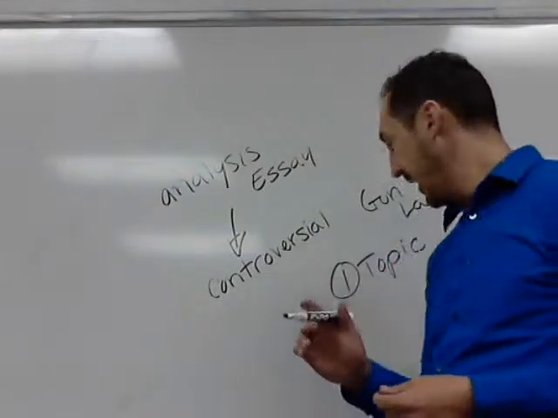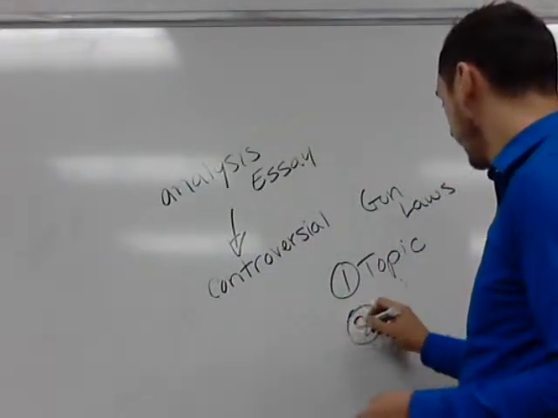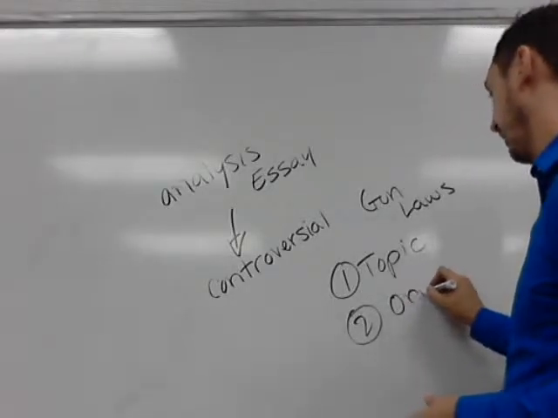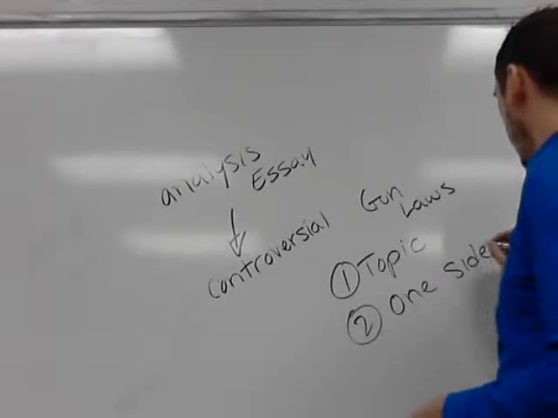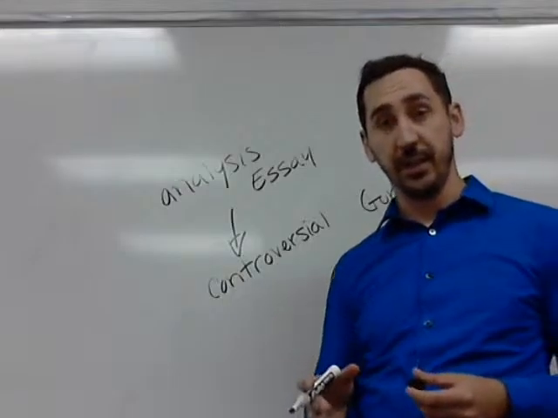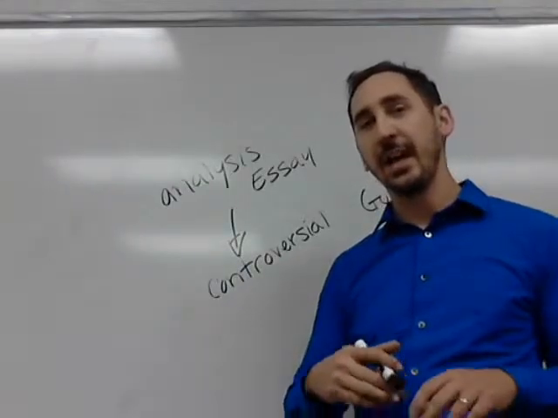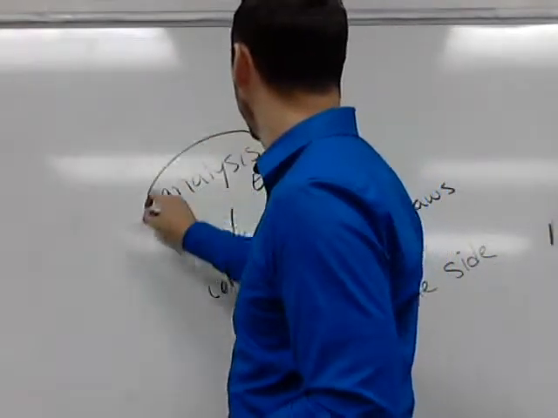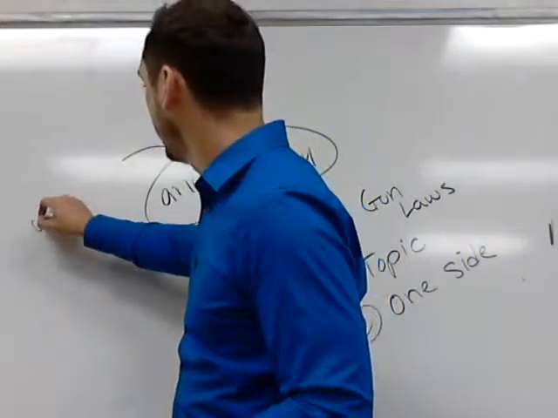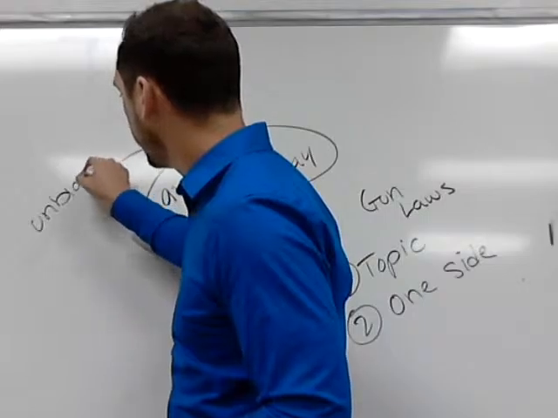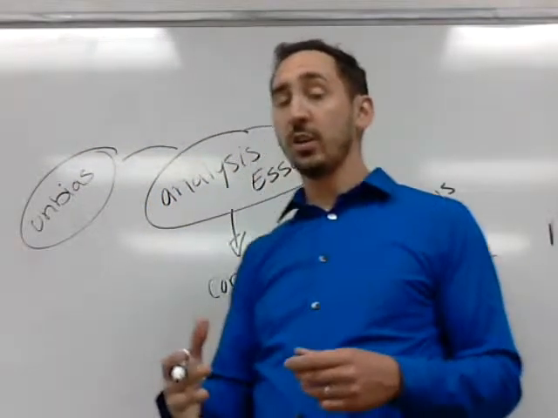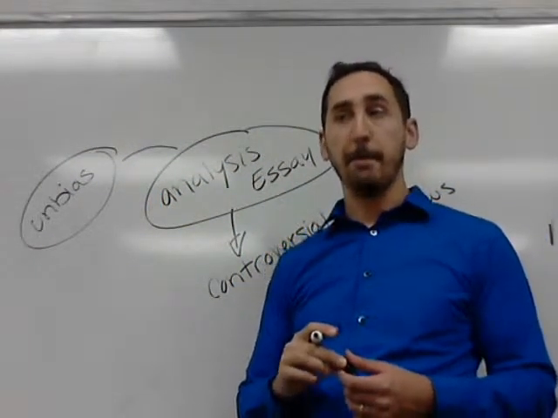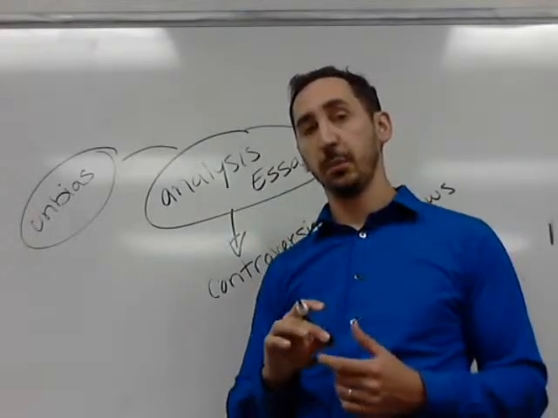And then next, you're going to give me one side of the argument. Now, whenever I say one side, I'm not saying your side. In this paper, you're not really going to have a say-so. This is supposed to be unbiased. The analysis essay really needs to be unbiased. What I mean by that is you're welcome to have your own point of view, but this paper shouldn't really reflect what your point of view is.